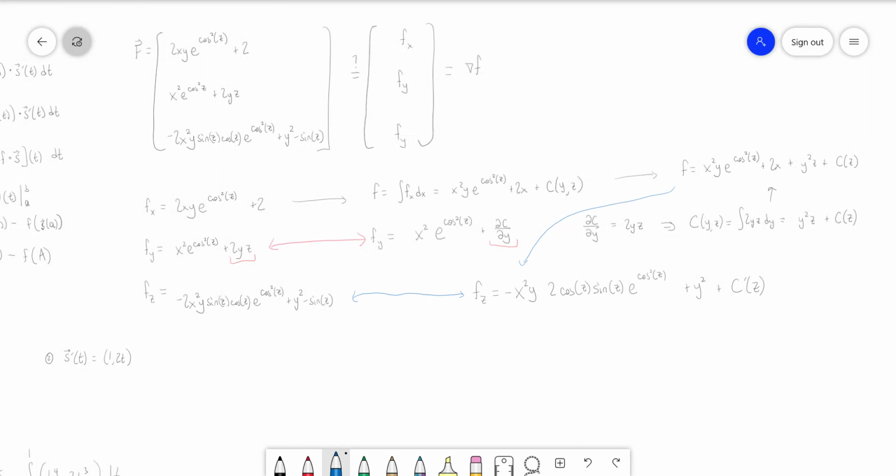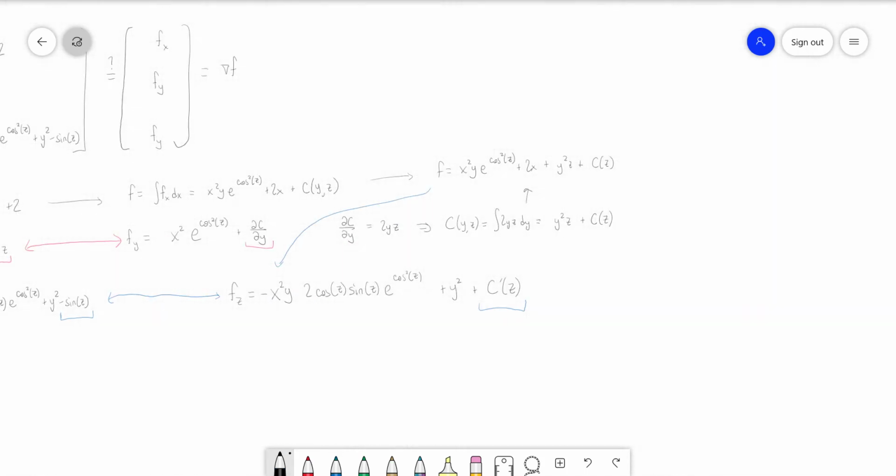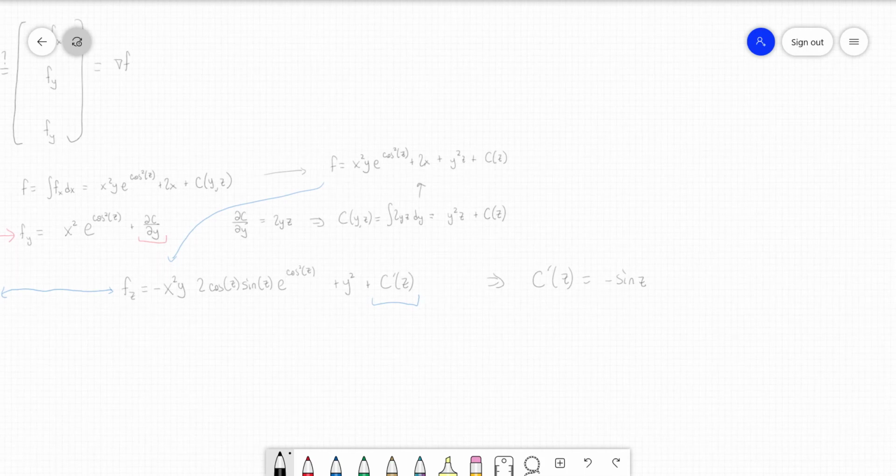So we have these two expressions for the partial of f with respect to z. So let me see here. This term matches this term. That's good. I have the y squared matching with the y squared here. So it looks like negative sine of z should be equal to c prime of z then. So therefore, integrating this with respect to z will give us cosine of z for c of z.